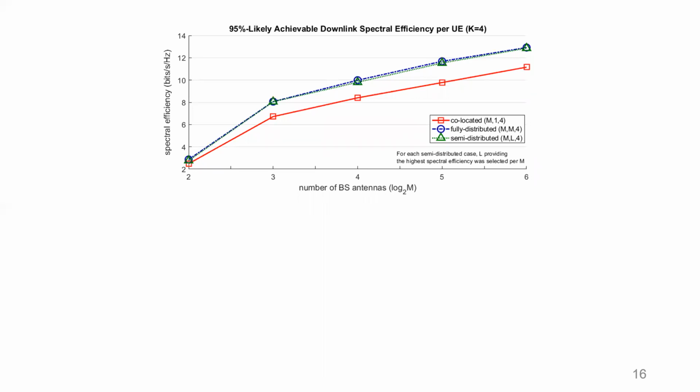The graph shows that at any M, there is a semi-distributed configuration which can perform similarly to the fully distributed case in terms of 95% likely achievable downlink spectral efficiency. This means that the number of APs may be reduced and still achieve similar coverage as long as the total number of base station antennas is similar.